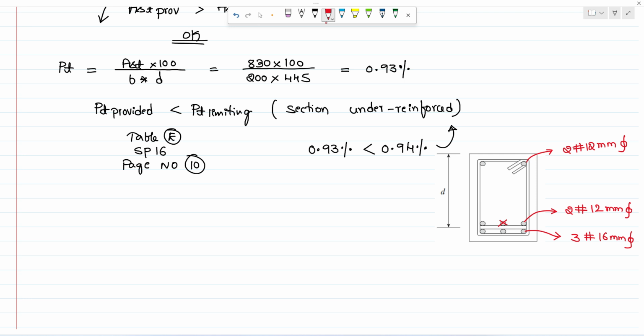So next you need to check minimum clearance between individual bars.